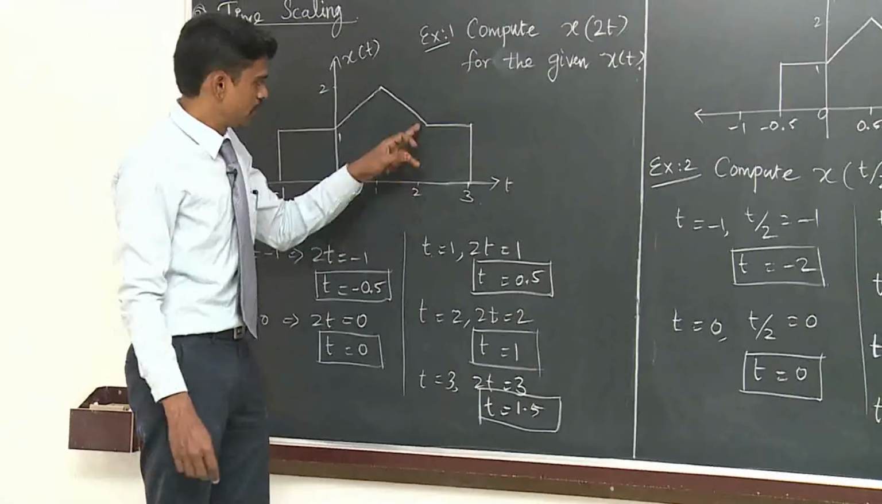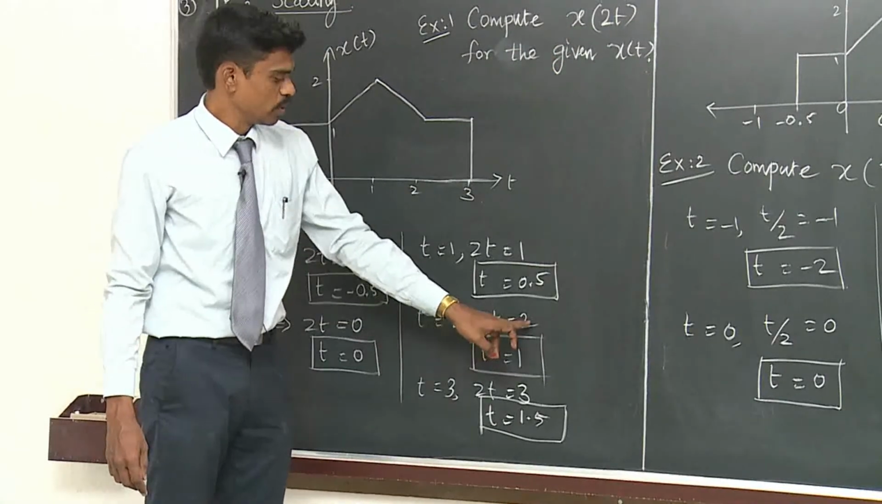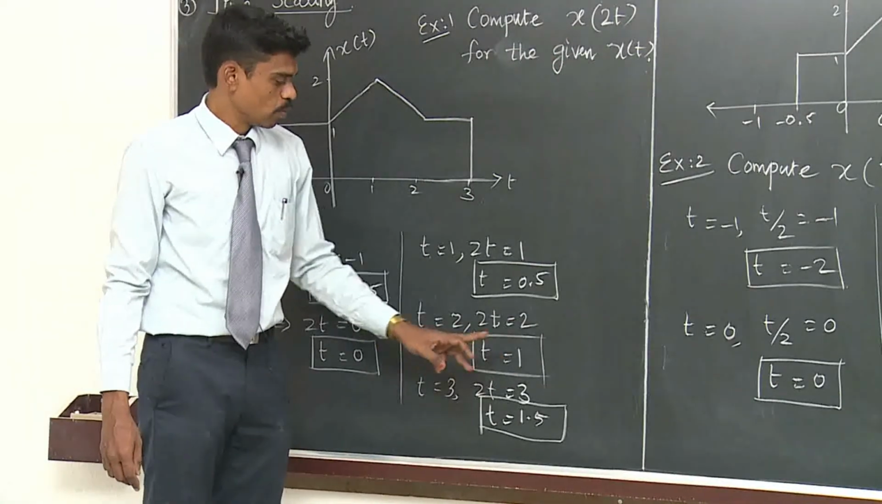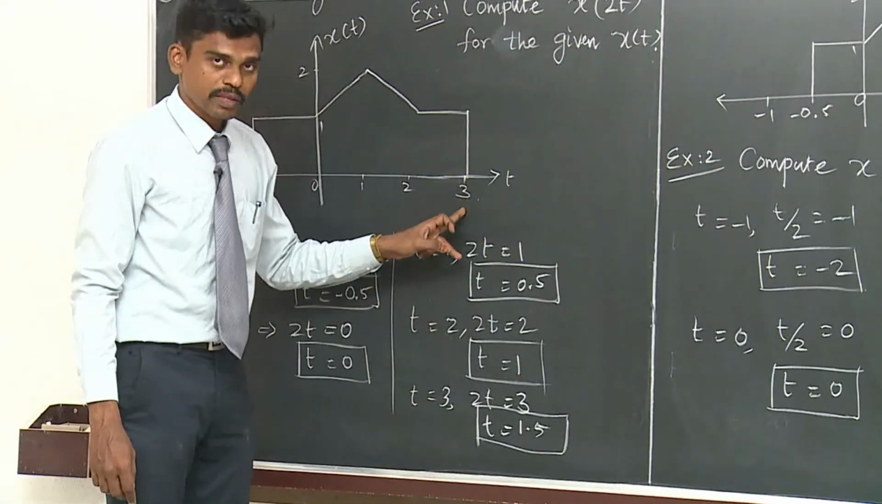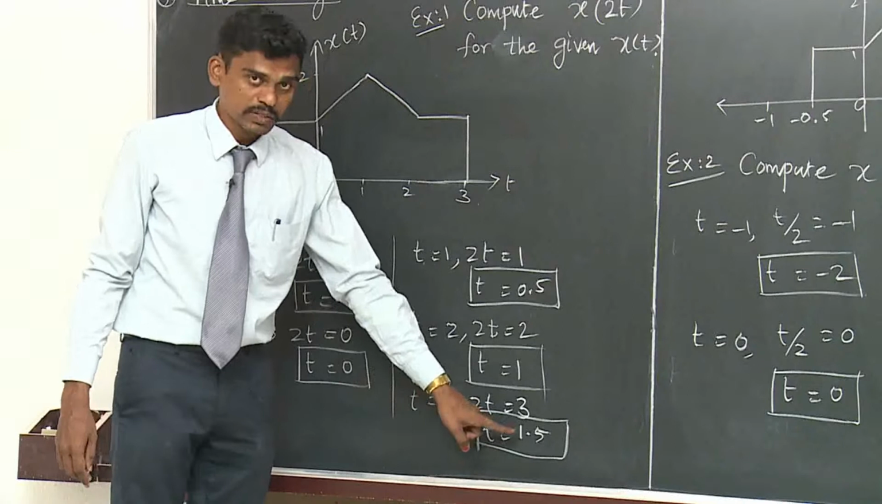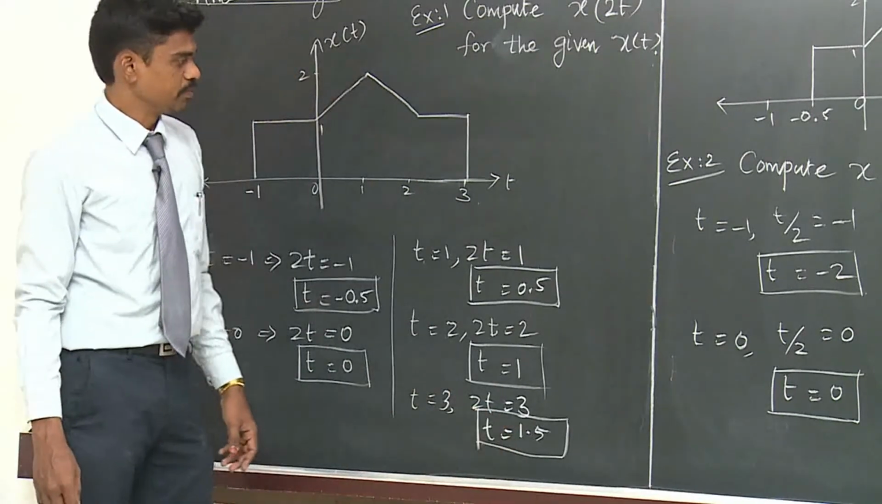Next t is equal to 2. Replace t by 2t. 2t is equal to 2, so t is equal to 1. Next, the upper boundary t is equal to 3. 2t is equal to 3, so t is equal to 3/2, which is 1.5.